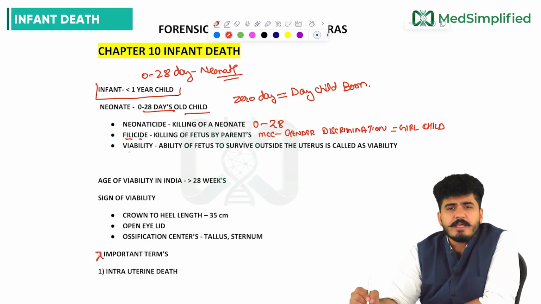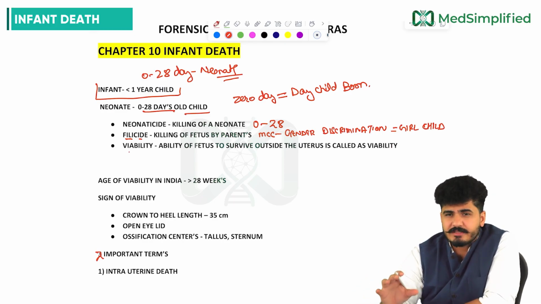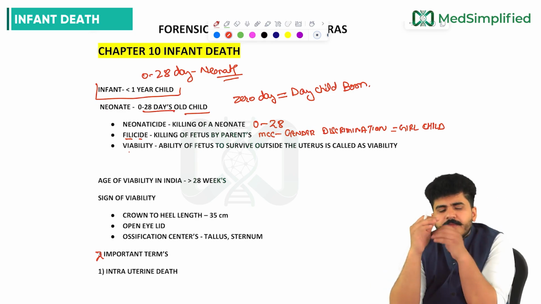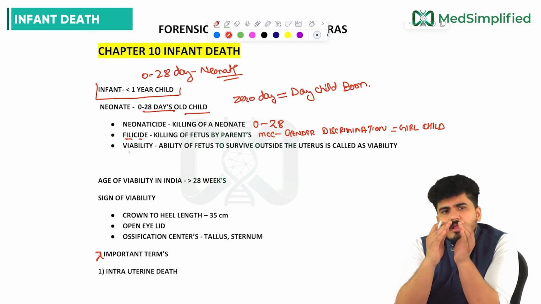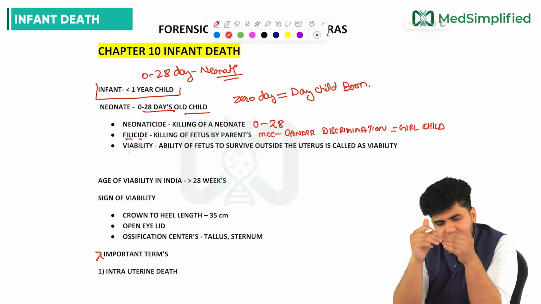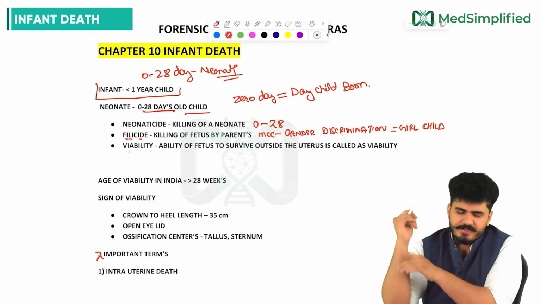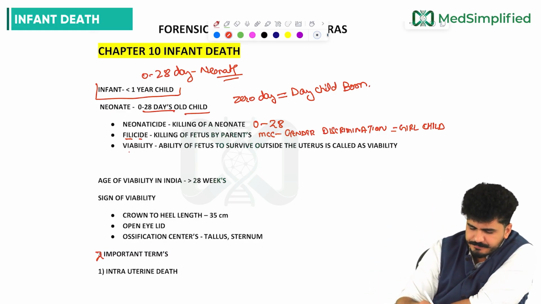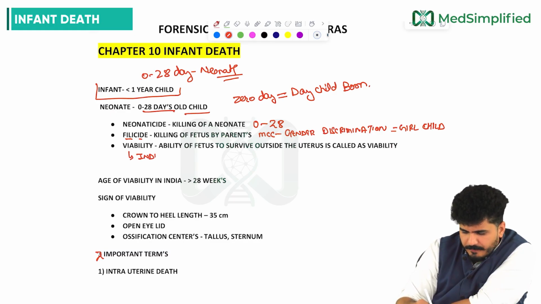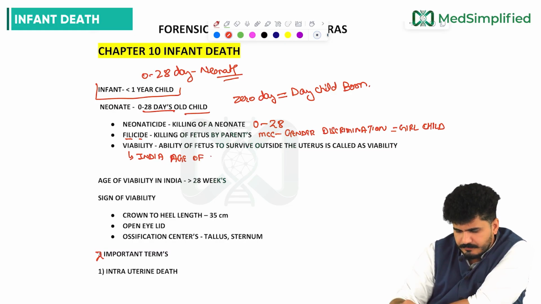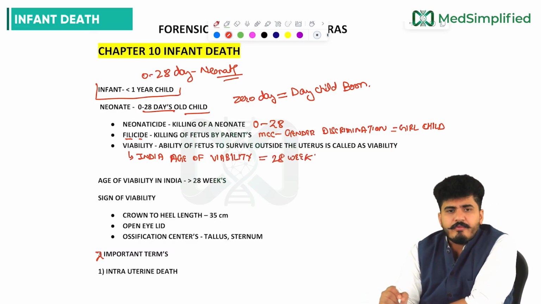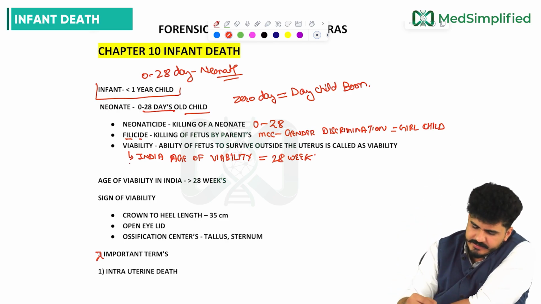Viability. Sir, the age of the fetus to survive outside the uterus is called the age of viability. It means the baby, the fetus, when it is coming outside, is able to survive. For example, in India, the age of viability is 28 weeks. It depends on the healthcare system.